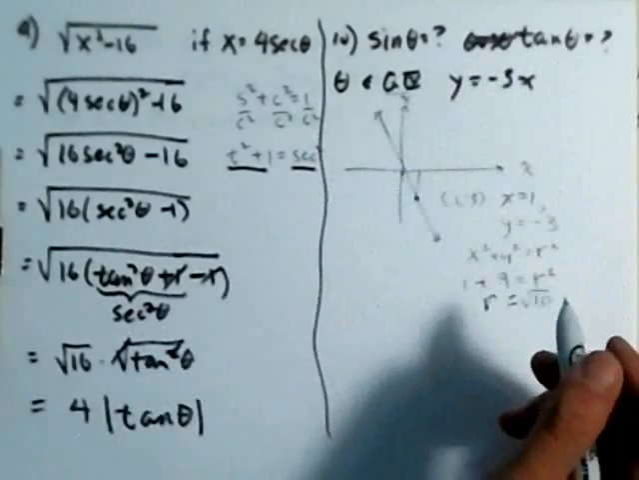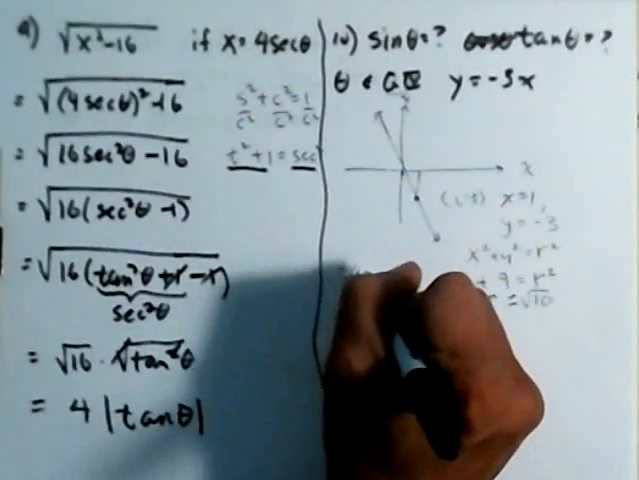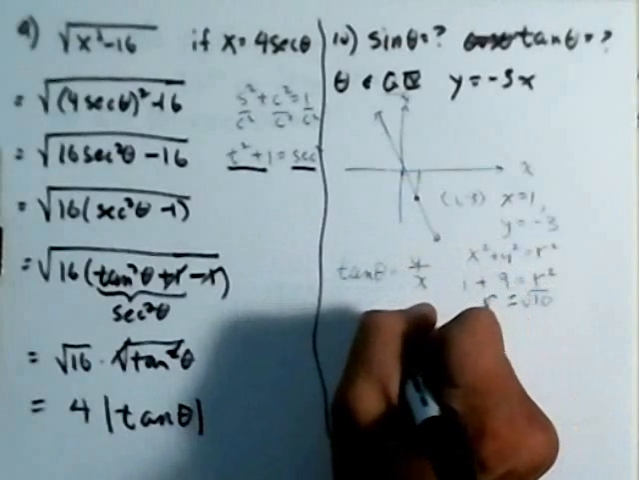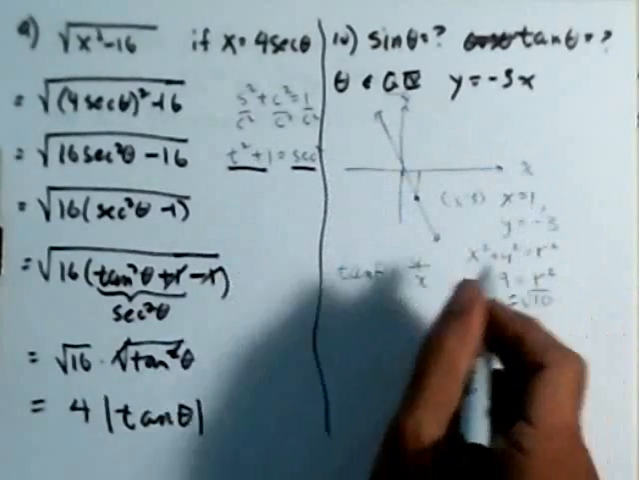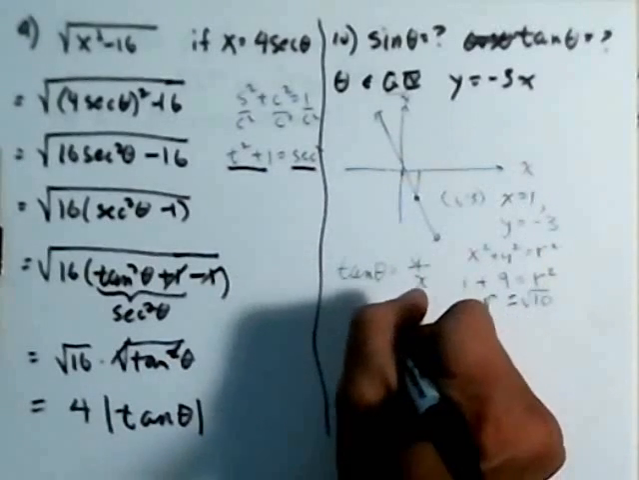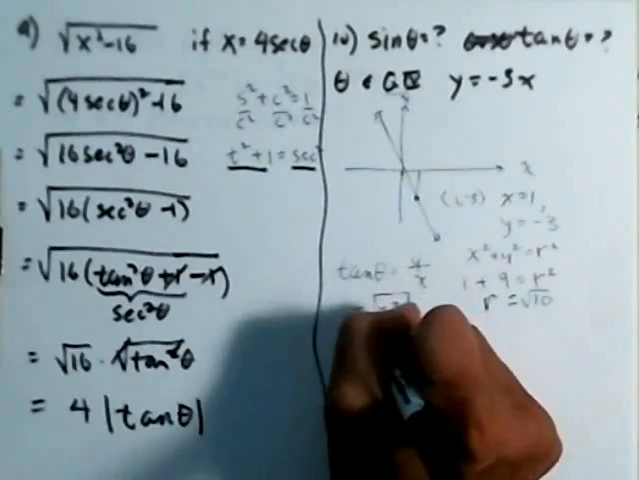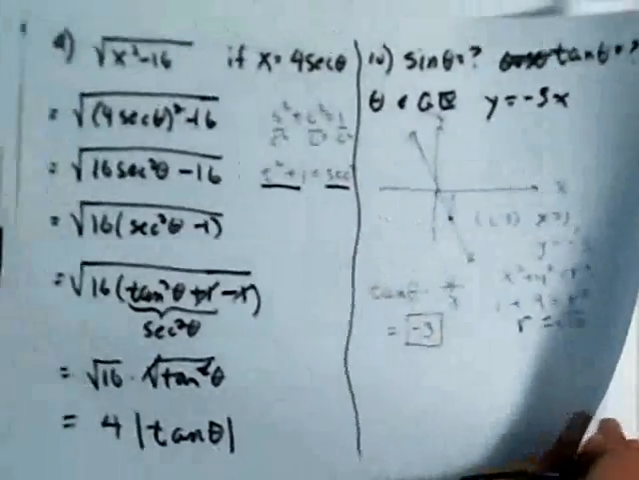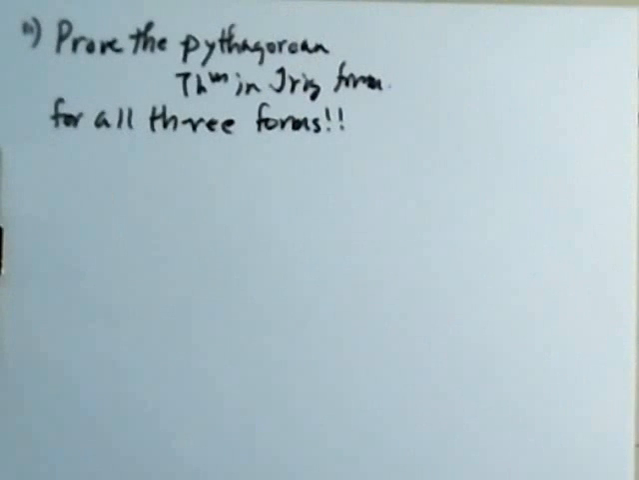I'm looking for the tangent of the angle. I know that the tangent of the angle is equal to y over x. Oh, I didn't even need r. Y value is going to be negative 3, x is 1, and the tangent of that angle is going to be negative 3. Okay. Last question that I'm going to be doing is proving the Pythagorean theorem.